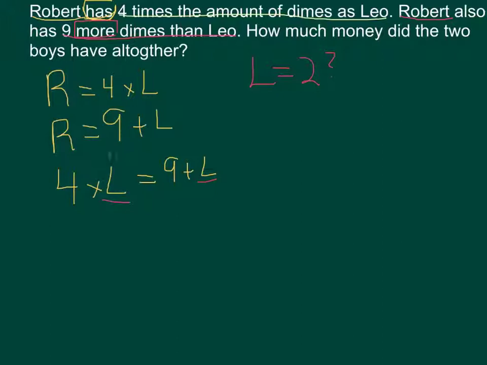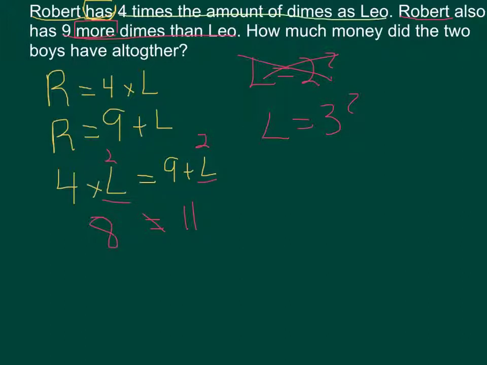So if we wrote 2 right here, and 2 right here, what is 4 times 2? Alright, we know that 4 times 2 was 8. What about on the other side of the equation? What's 9 plus 2? 9 plus 2 is 11. Does 8 equal 11? No, 8 doesn't equal 11. So we know that this can't work. What if L equaled 3? Would that work? Let's see.